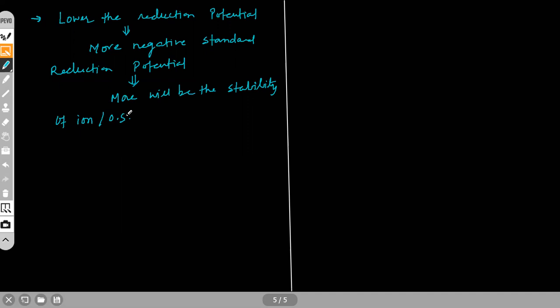One question you'll get on this in the coming CET exam. Copper has negative reduction potential and hence cannot displace hydrogen from dilute acids. Next point.